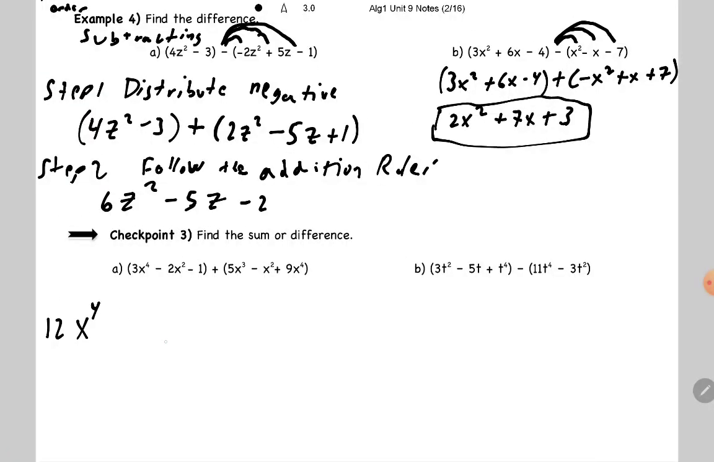Okay, the next number would be x cubed. So we have no x cubed on the left, but we have 5x cubed on the right. So we're going to just keep that there. And then we have a negative 2x squared on the left plus another negative x squared. So negative 2x squared plus another negative x squared is 3 negative x squareds. And then we have our x's, there are no x's. And then we have the last number, negative 1.